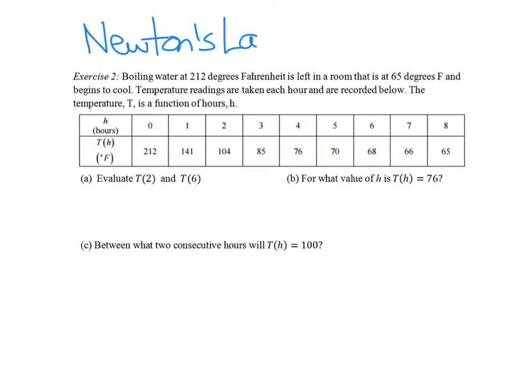Some of you may see that also in chemistry or possibly physics. But we're going to be having lots of examples of Newton's law of cooling when we get into our exponential chapter. For today, we just want to look at this table of values and use the table of values to talk about inputs and outputs. So just familiarize yourself with the table.